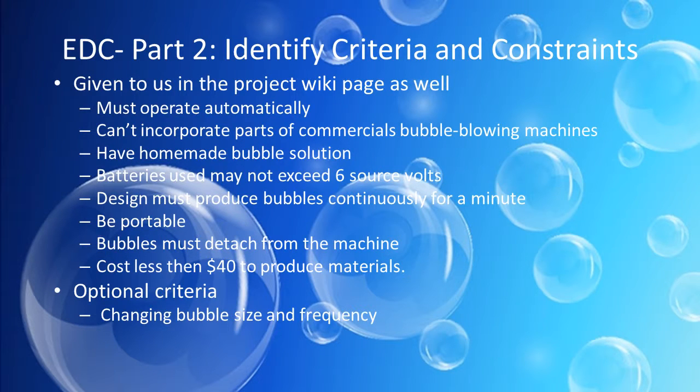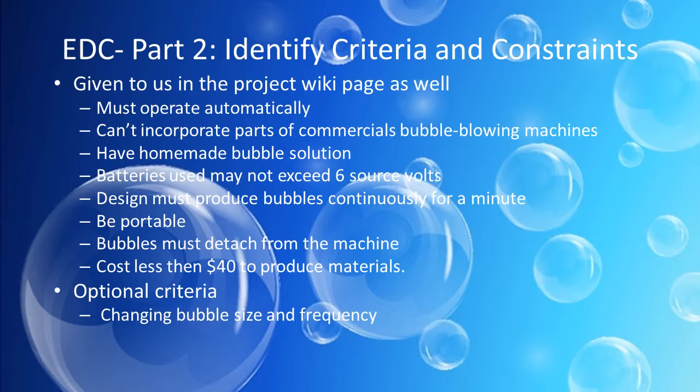That brings us to the second part of the engineering design cycle, the criteria and the constraints. This project had a lot of don'ts. It had to operate automatically, meaning no hand cranks. It couldn't have parts from a commercial bubble blowing machine with the exception of bubble wands. Solution had to be made homemade, which means that there couldn't be any commercial solution. Batteries couldn't exceed 6 volts, limiting power.